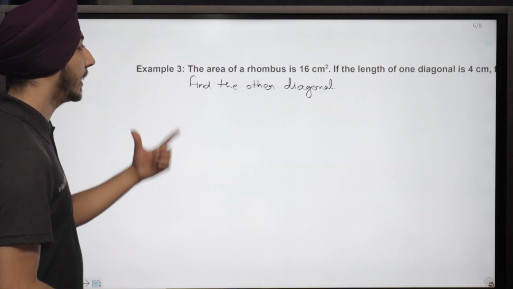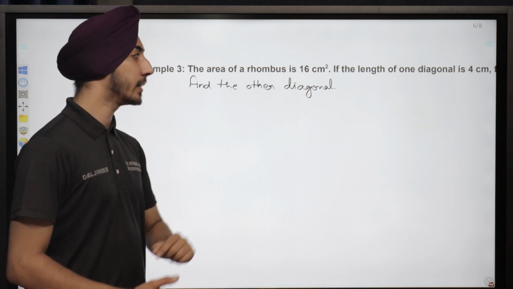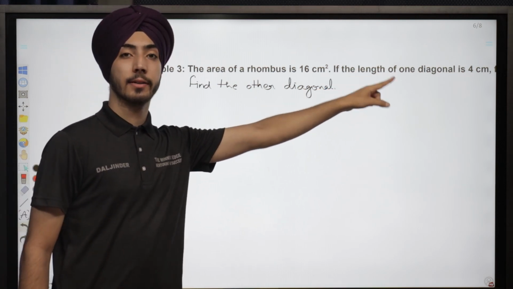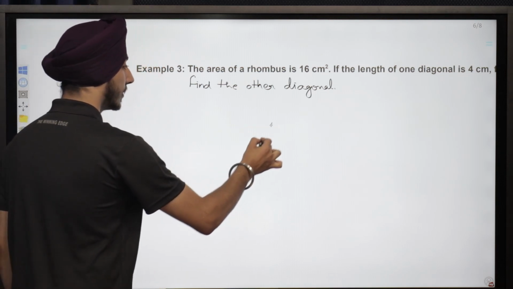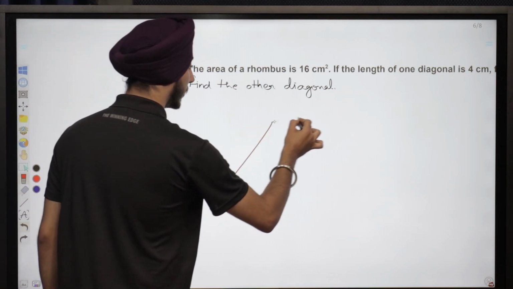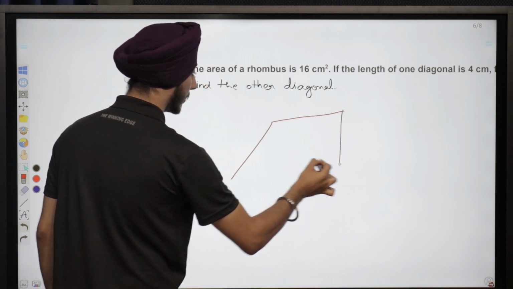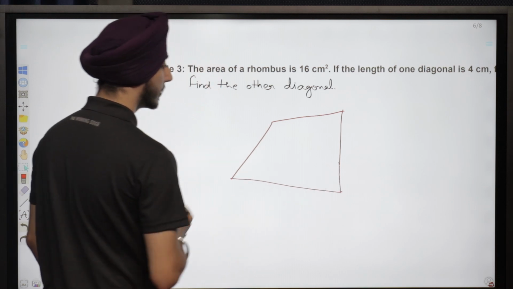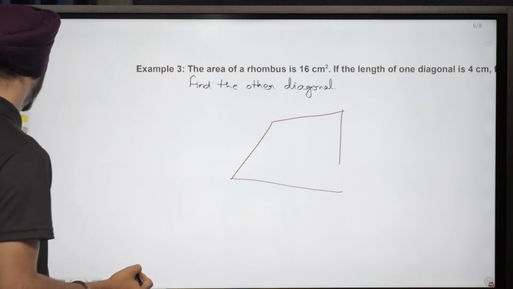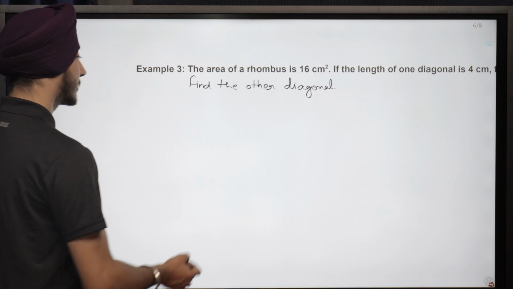Question number 3 says the area of a rhombus is 16 centimeter square. The length of one of its diagonal is 4 centimeter. एक हमारे पास rhombus है, so I'll draw a rhombus for you first. ठीक है, ये so let's just elongate it a bit. That's not looking a good figure. Let's just quickly redraw it.